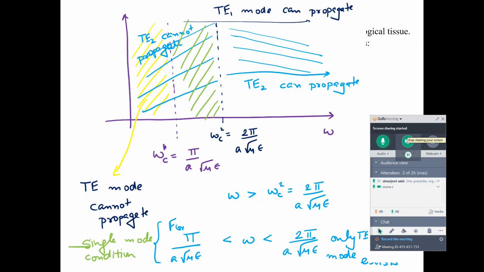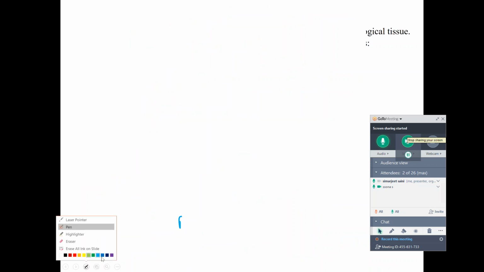Any questions? Right, let's do one small topic then. Let's see what is the phase velocity for a mode.